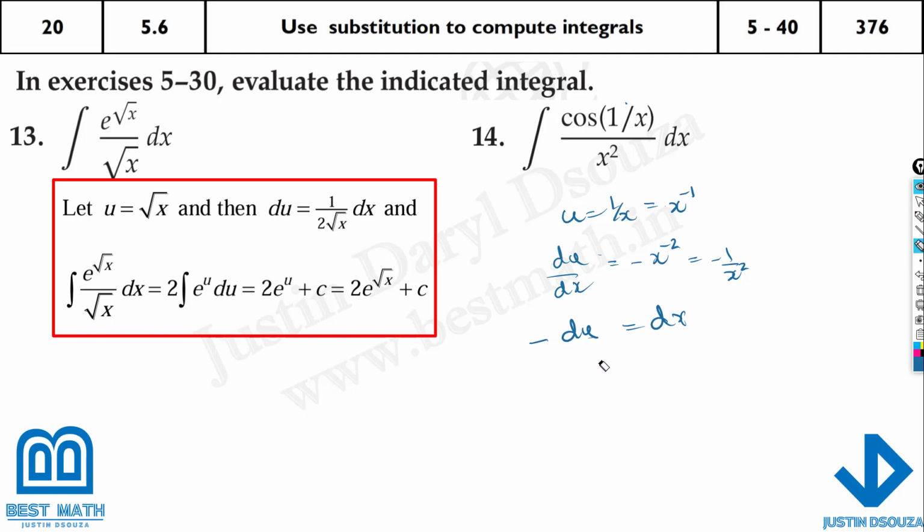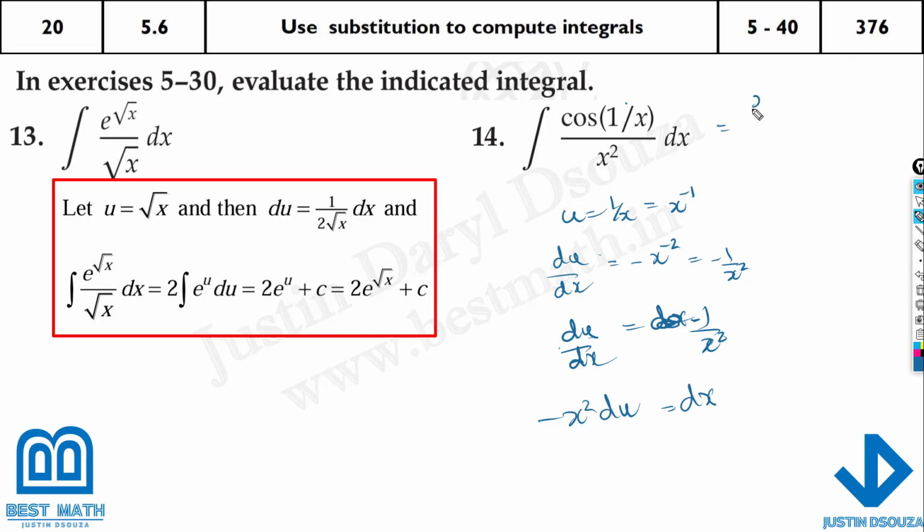My bad. It's multiplied. Look carefully. I'll just write in detail. 1 by x squared, right? Minus 1 by x squared. Let's move the x squared to the other side. It will be x squared times du, and the minus to the other side, that will be equal to dx. So this is the substitution for dx.